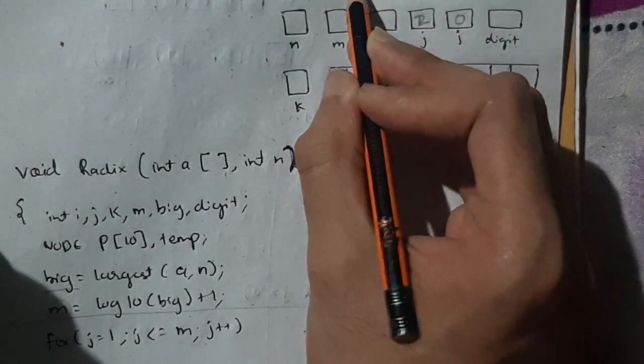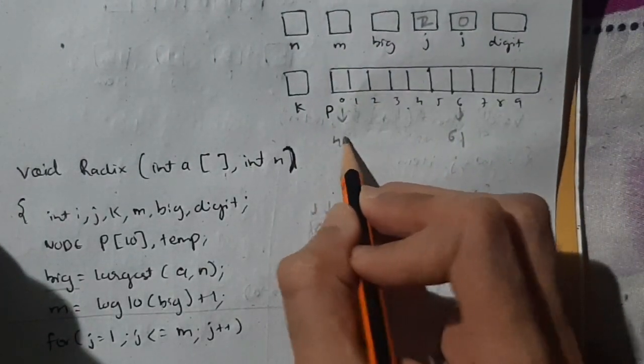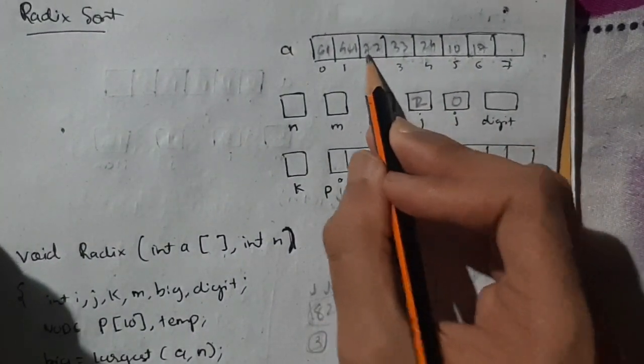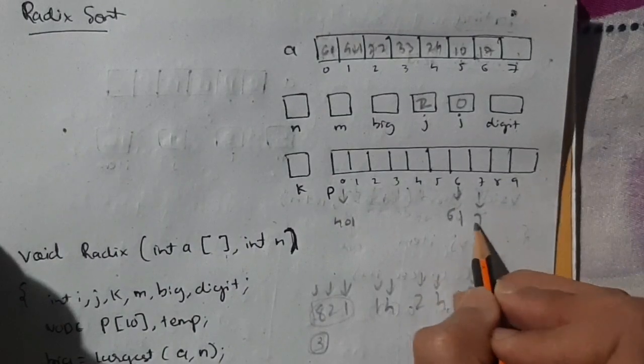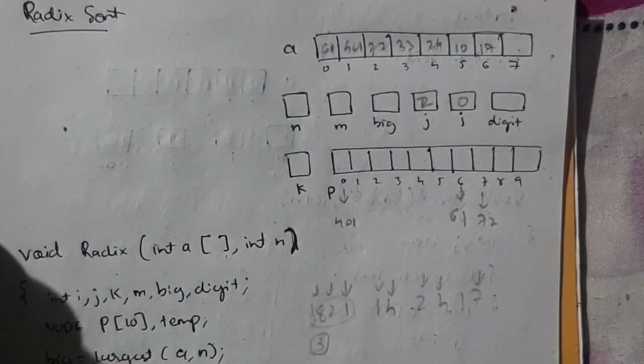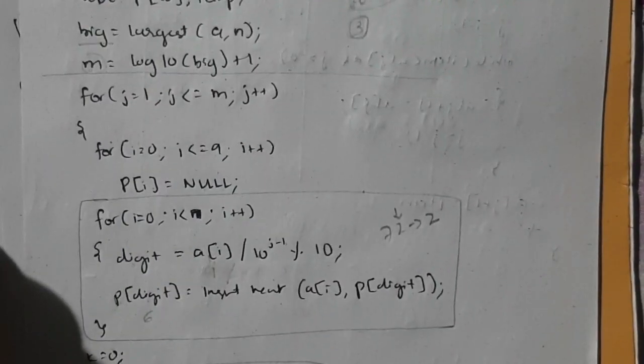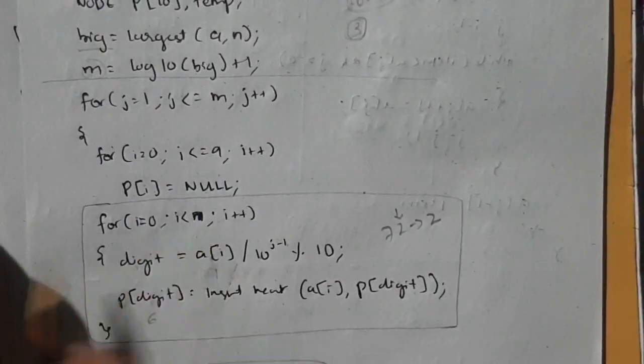Then 401, the second digit is 0, so it will be stored here. See, 401 will be stored here. Then 72, the digit 7, it will be stored with 7. In that same way it will go for all digits. When it has done that, it will end this for loop, for i equal to 0 to n, it will end.